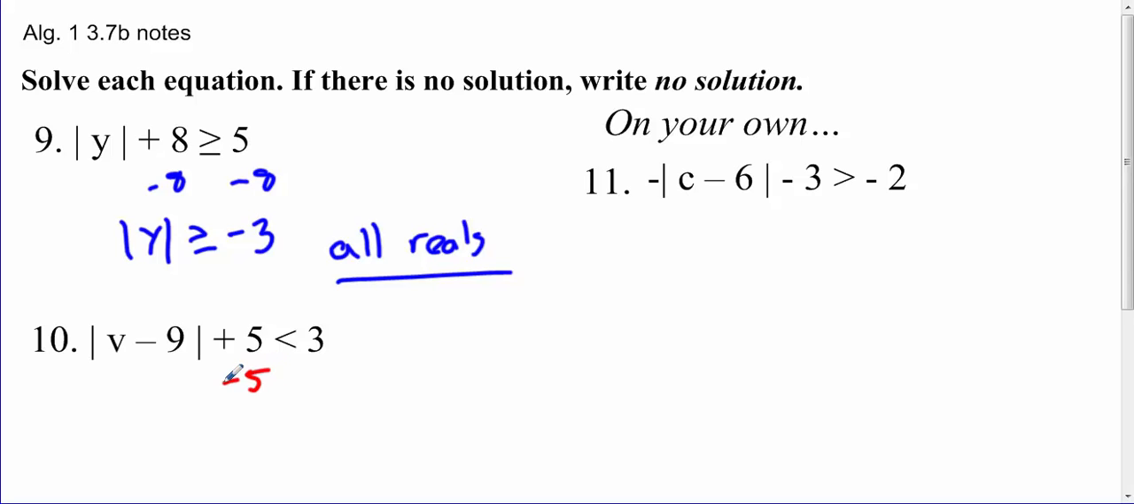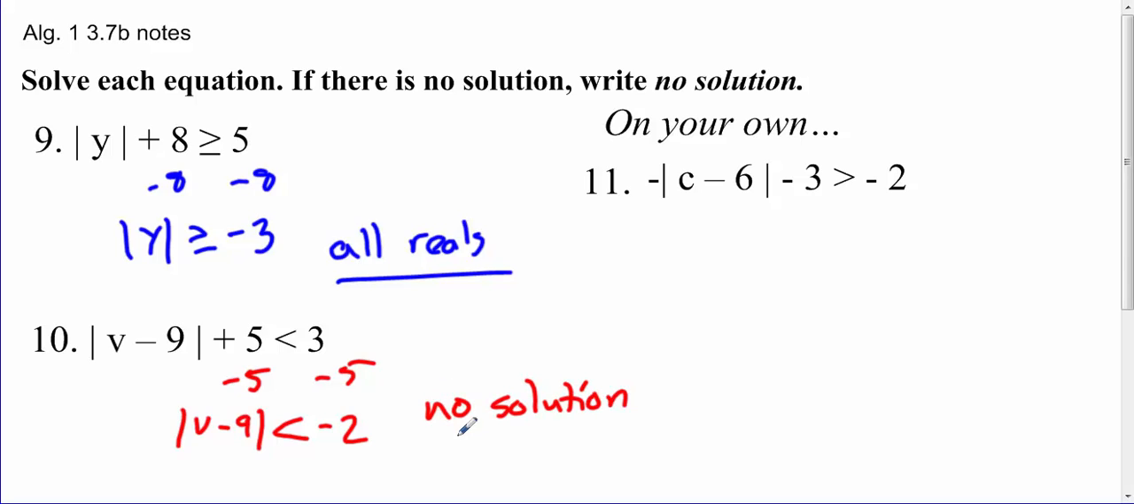Let's take a look at the next one, though. We would subtract 5, and the absolute value of v minus 9 is less than negative 2. Again, we can pause right here as soon as I see an isolated absolute value and a negative number over here. We can stop. Again, it's one of two situations. And so what I have to ask myself is, is a positive number less than a negative number? Of course not. So we just simply write no solution.